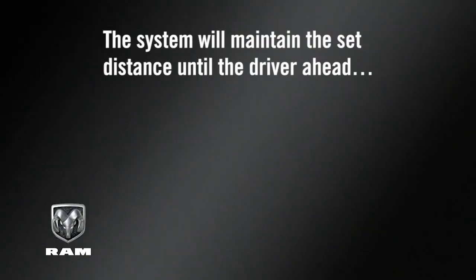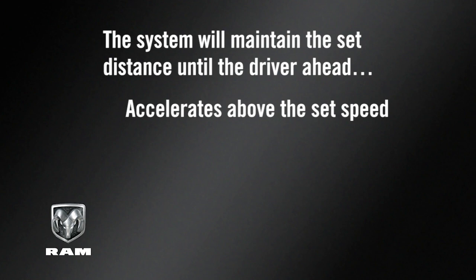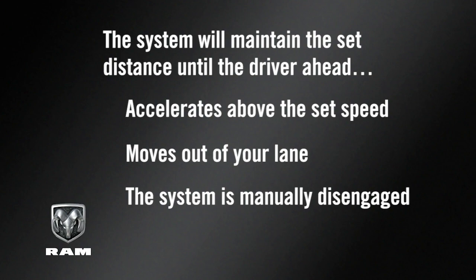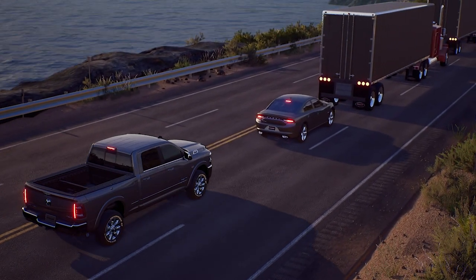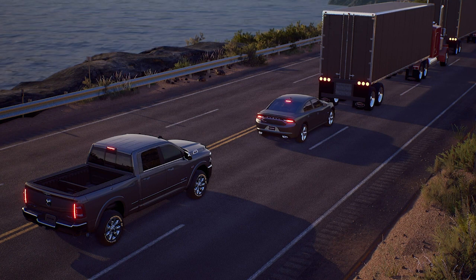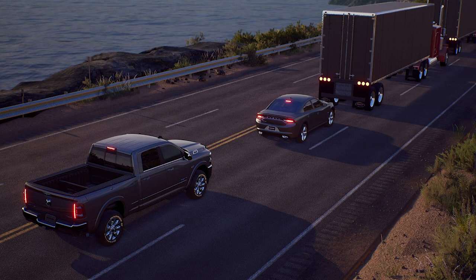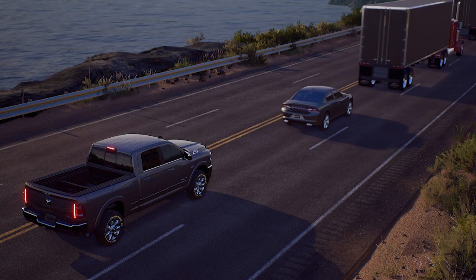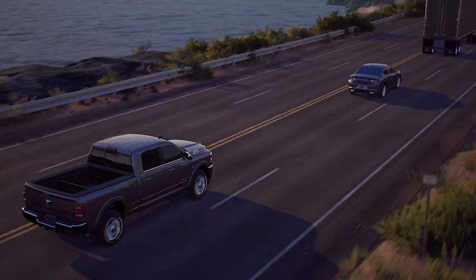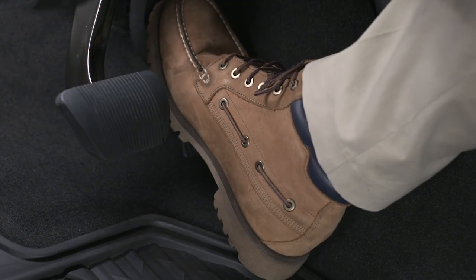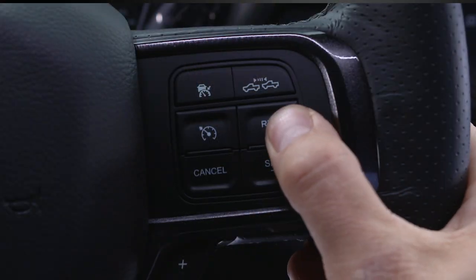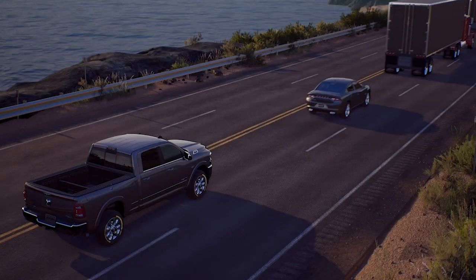The system will maintain the set distance until the driver ahead accelerates above the set speed, moves out of your lane, or until the system is manually disengaged. Now, if the driver in front of you stops, ACC will maintain your set distance and bring you to a standstill as well. If that driver starts moving again within 2 seconds, you'll resume motion without the need for driver interaction. If ACC stops you for more than 2 seconds, you'll have to tap the accelerator pedal or hit the resume button on your steering wheel to start moving again.